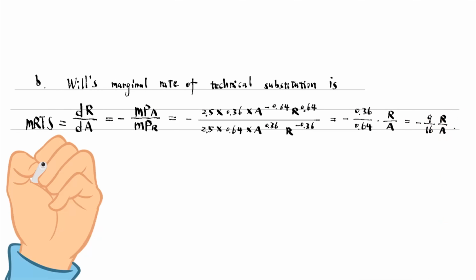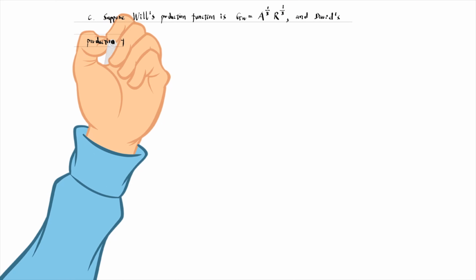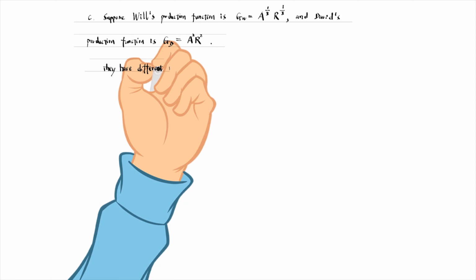In Part C, is it possible that Will and David have different marginal productivity functions, but the same marginal rate of technical substitution functions? Explain. Yes, they can have different marginal product functions, but the same marginal rate of technical substitution. Suppose Will's production function is A to the power 1/3 times R to the power 1/3, and David's production function is A to the power 2 times R to the power 2. They have different marginal production functions.